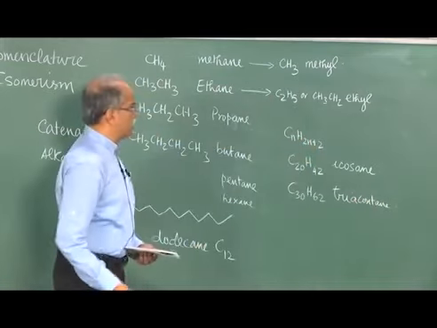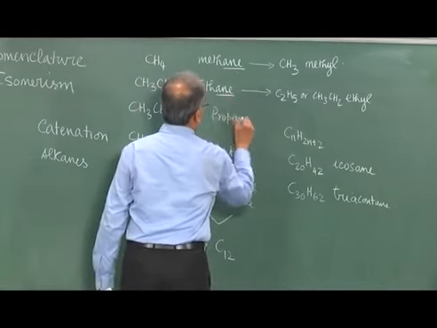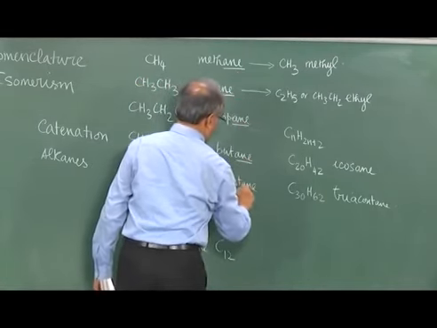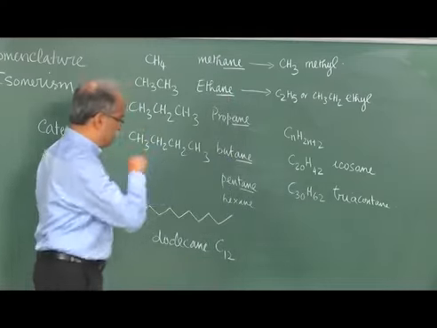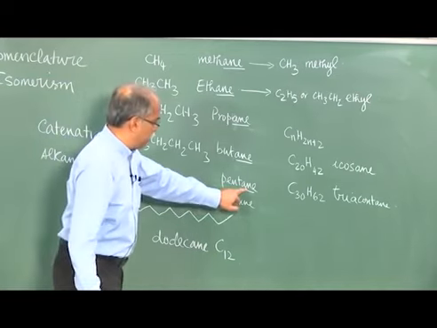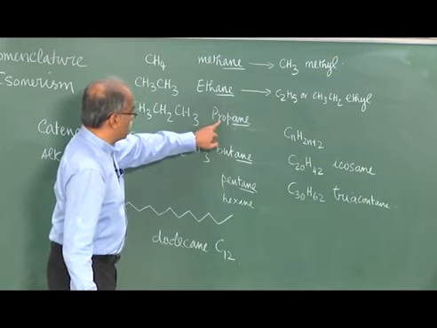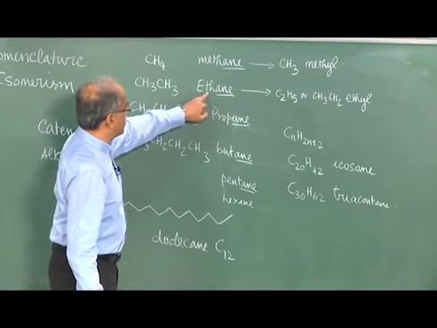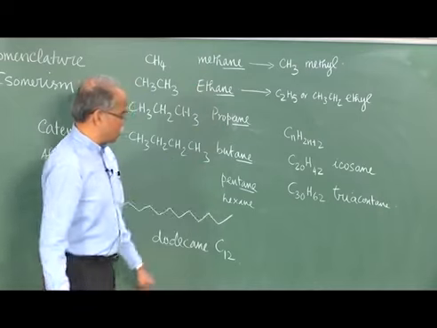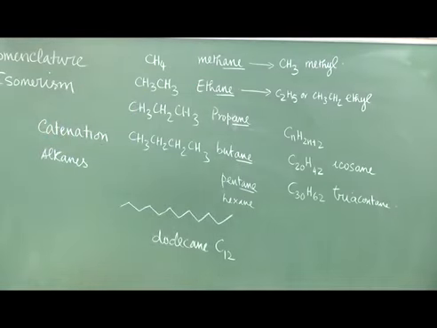So, the hydrocarbons always end with the name of the compound ending with ANE. Penta means 5, buta means 4, propa means 3, etha means 2, metha means 1, and so on. That is how the hydrocarbons are named in the IUPAC system of nomenclature.